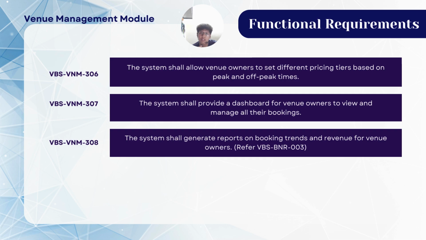For VNM 306, the system shall allow venue owners to set different pricing tiers based on peak and off-peak times. And 307, the system shall provide a dashboard for venue owners to view and manage all their bookings. And for 308, the system shall generate reports on booking trends and revenue for venue owners, which you can refer to another business rule.